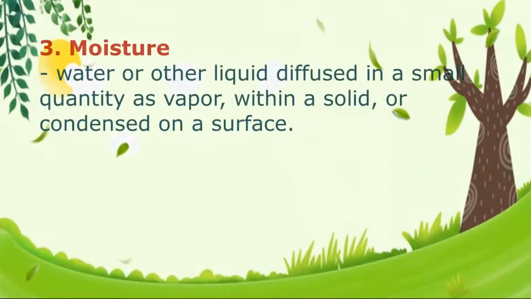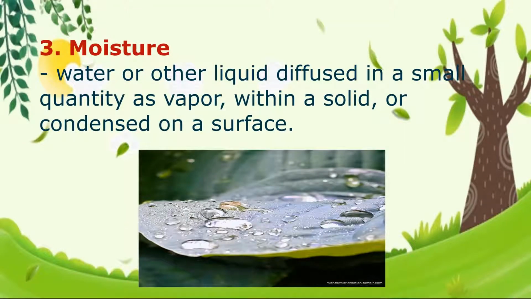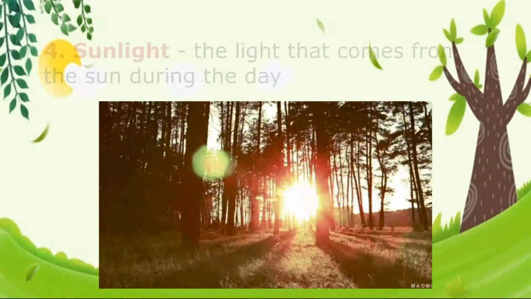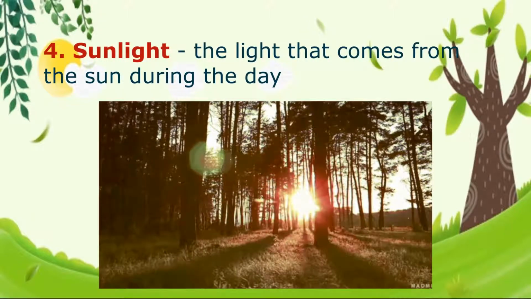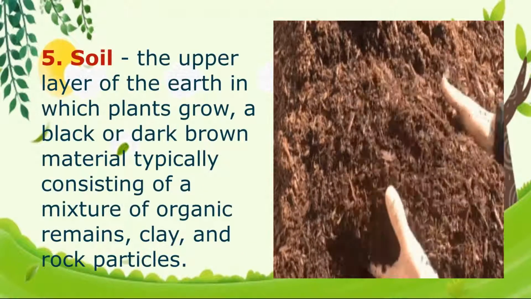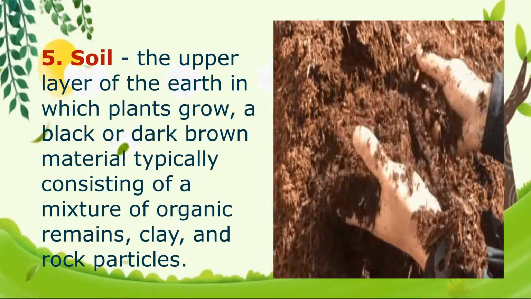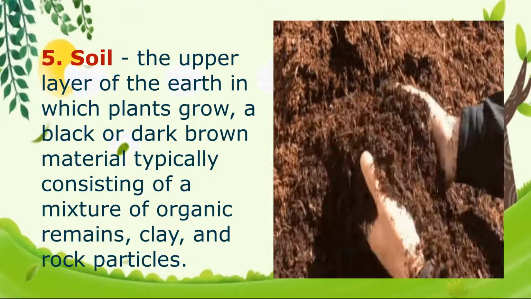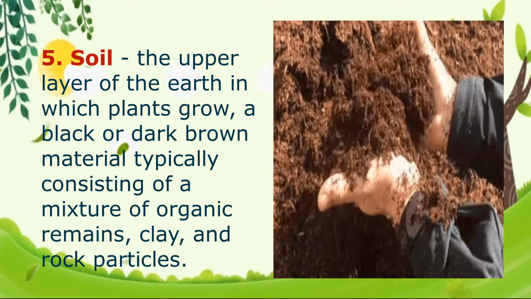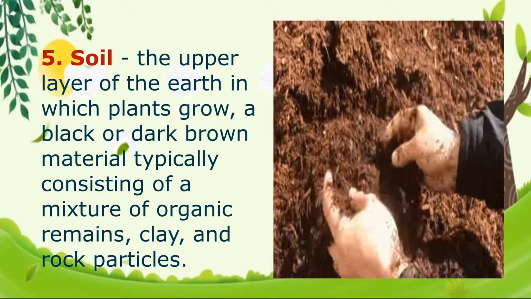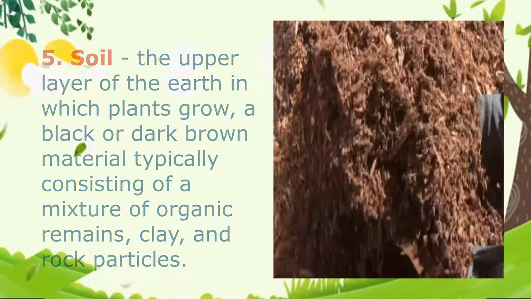3. Moisture. It refers to the water or other liquid diffused in a small quantity as vapor within a solid or condensed on a surface. 4. Sunlight. The light that comes from the sun during the day. 5. Soil. The upper layer of the earth in which plants grow. A black or dark brown material typically consisting of a mixture of organic remains, clay, and rock particles.